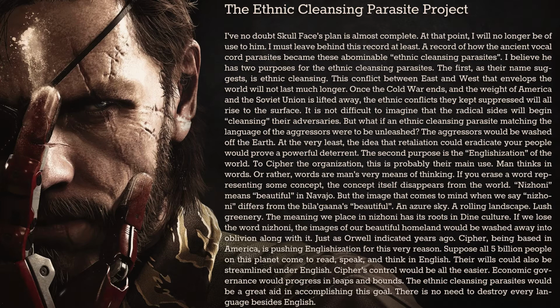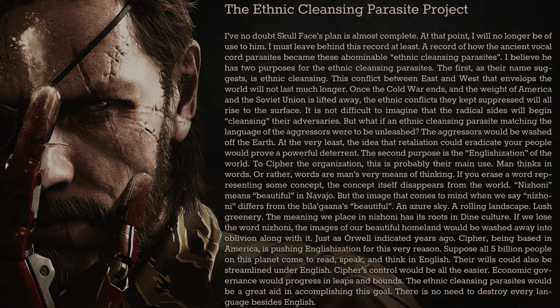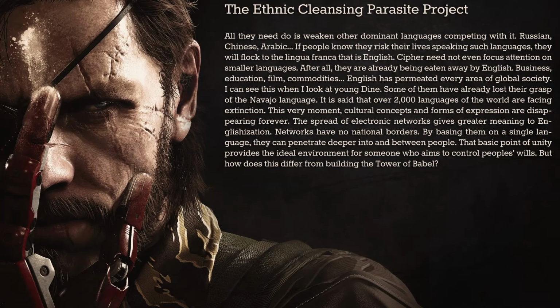There is no need to destroy every language besides English. All they need to do is weaken other dominant languages competing with it: Russian, Chinese, Arabic. If people know they risk their lives speaking such languages, they will flock to the lingua franca, that is English. Cipher need not even focus attention on smaller languages. After all, they are already being eaten away by English. Business, education, film, commodities. English has permeated every area of global society.